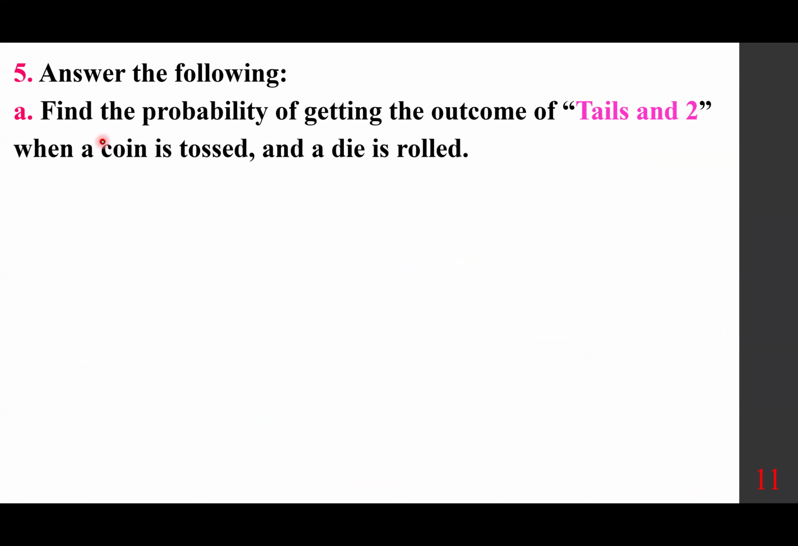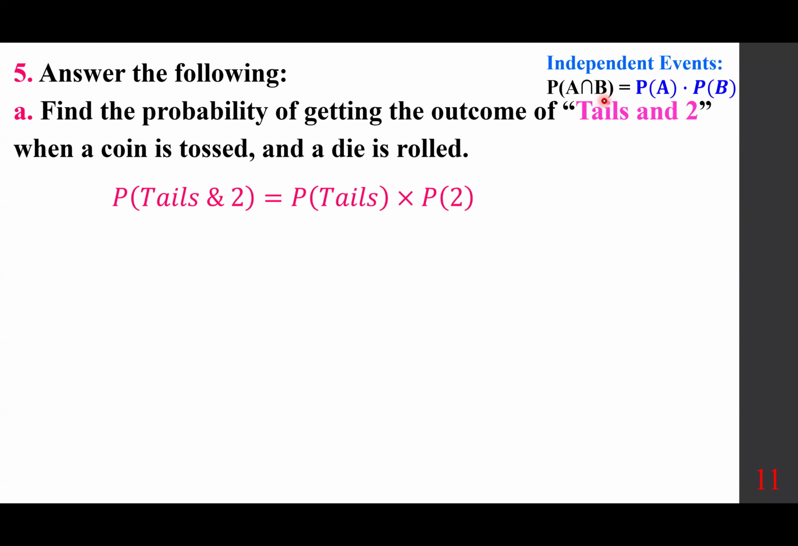Okay, one asks the following: find the probability of getting the outcome of tails and 2 when a coin is tossed and a die is rolled. As mentioned, independent events, probability of A intersection B is probability of A times probability of B. And the two events are completely independent because the occurrence of one has got nothing to do with the other one, tails versus a number, any number, by the way. Tails has the probability of one half or 50%. There are 6 outcomes, and this is one number, so 1 out of 6, and it's 1 out of 2.